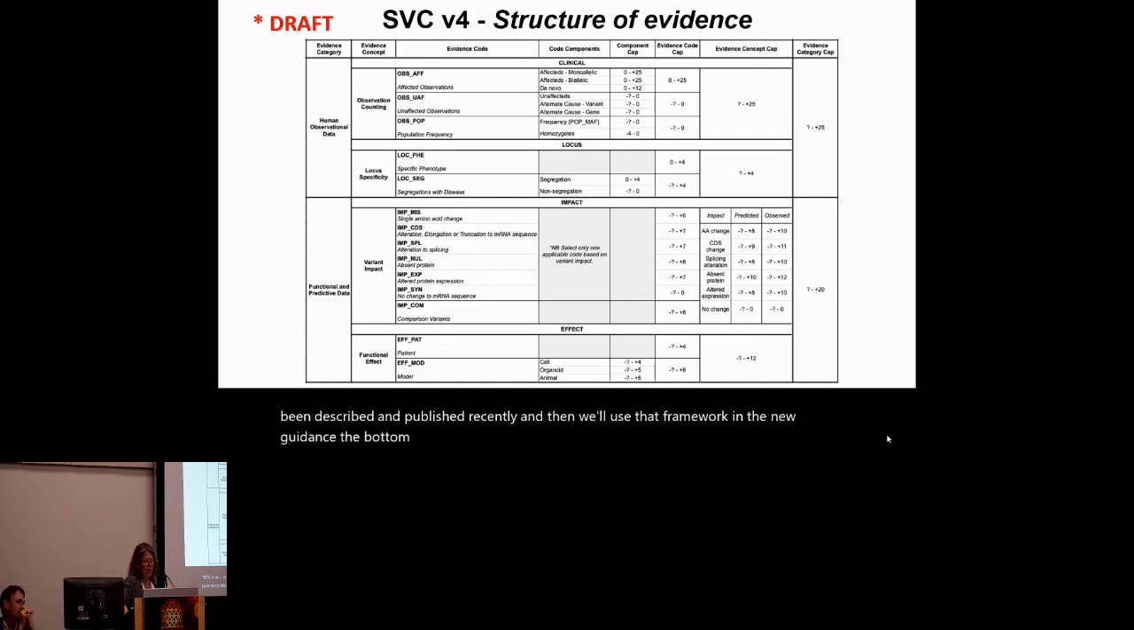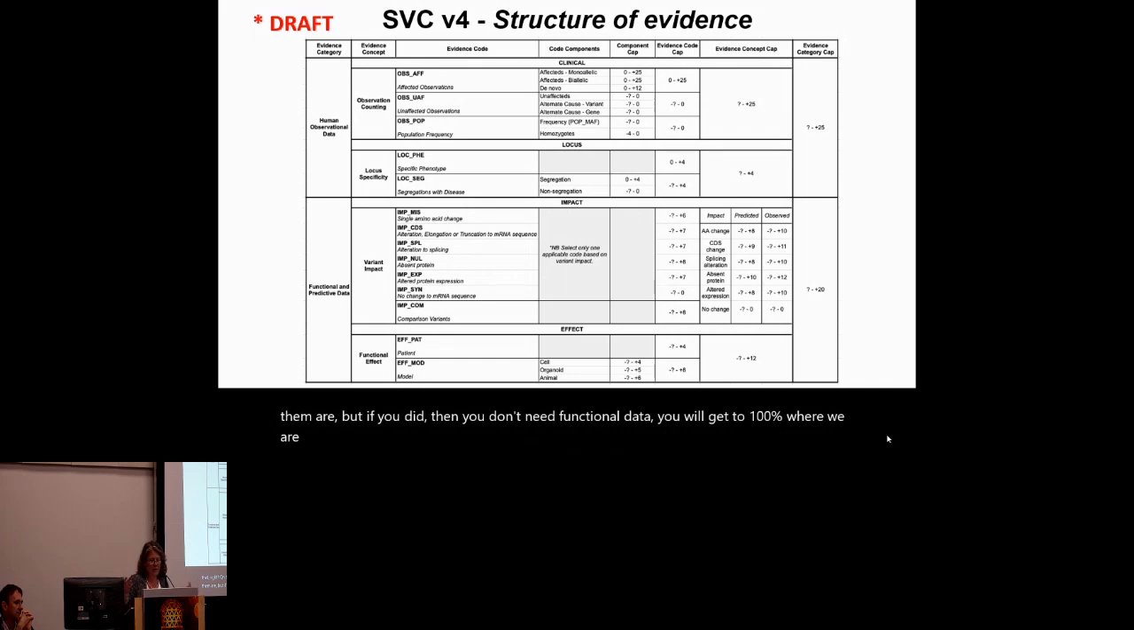The bottom half is around functional and predictive data. Again, these things are also inherently linked. If you had the perfect functional assay that absolutely recapitulated human disease, and you could say with 100% certainty the output of that functional assay was X, Y, or Z and trust it, then predictive data adds nothing to that, right? On the other hand, if you had a predictor that was 100% accurate, which none of them are, but if you did, then you don't need functional data.